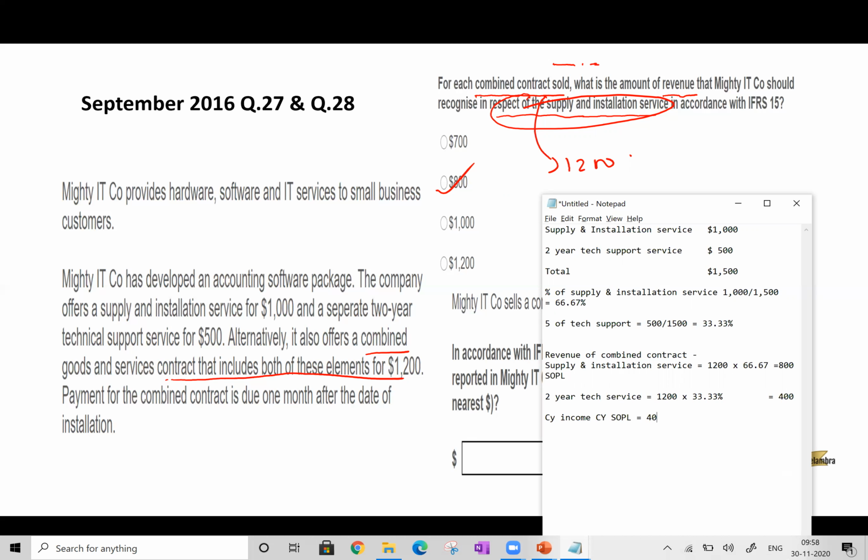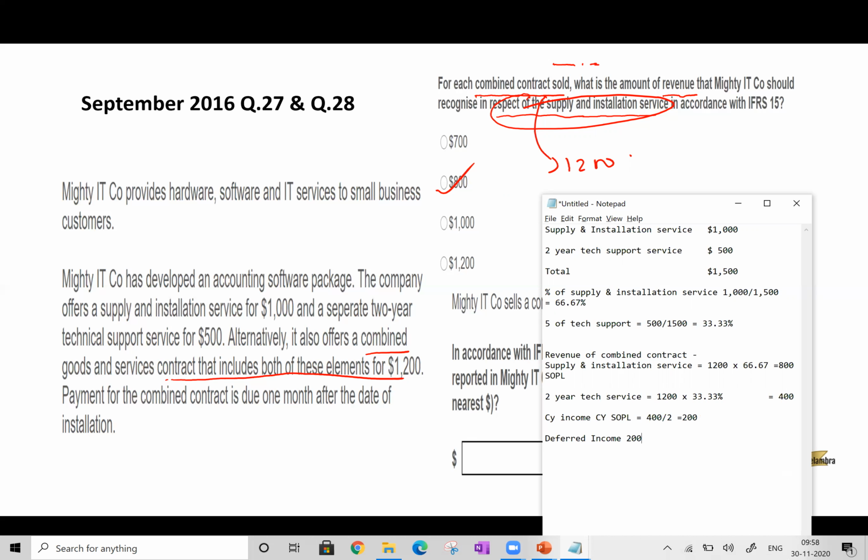Only current year income should be shown in current year SOPL. So 400 pertains to 2 years. So this year it will be 200. So income to be recognized this year with respect to 2-year tech service is 200. And what about the balance 200? The balance 200, you will show as deferred income. Deferred income in SOFP will be shown as a liability of 200.